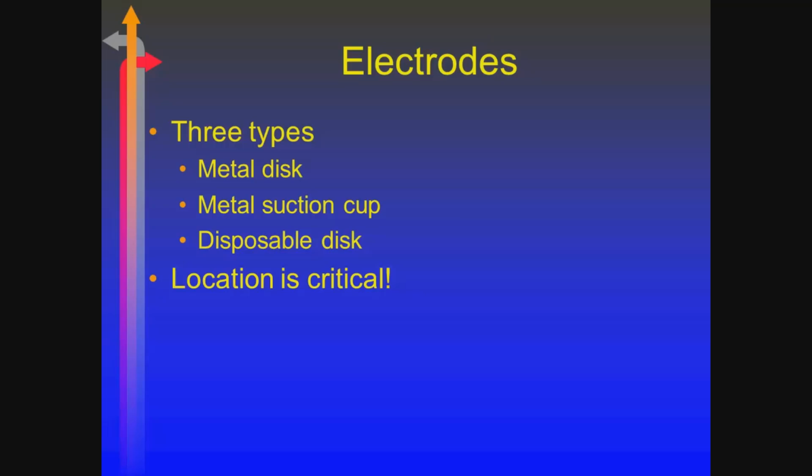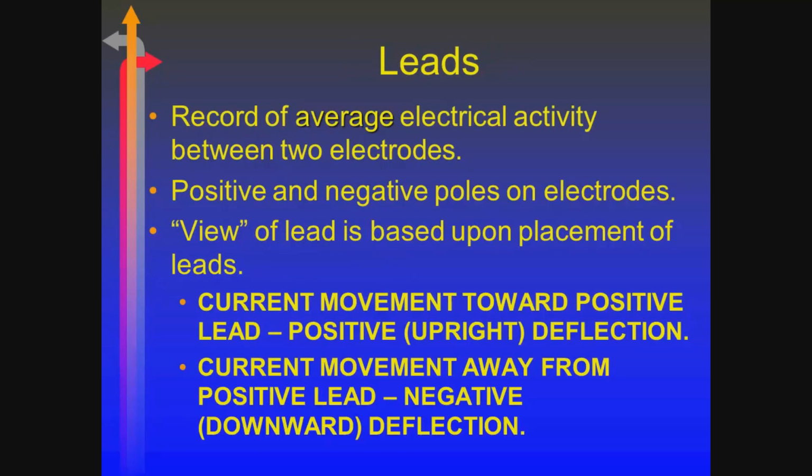I don't think I've seen a metal disc or a metal suction cup in like forever, but that's the way we used to do them, with little suction cups placed on the body. Now they're typically just disposable tabs, and it is critical for the proper placement. Now notice I'm using the term electrode and lead differently. An electrode is something that I place onto the person's chest or body. A lead is a combination of two of those electrodes, and it's looking for the activity that occurs between those two.